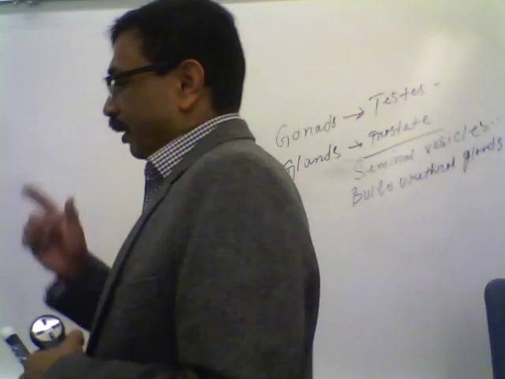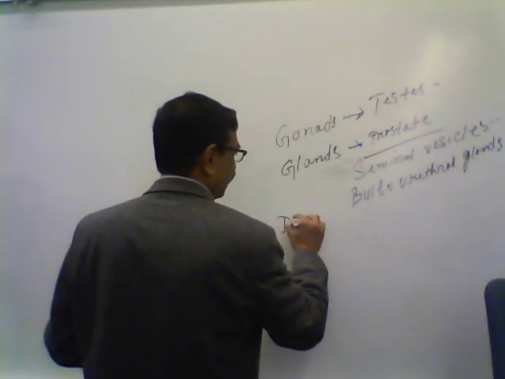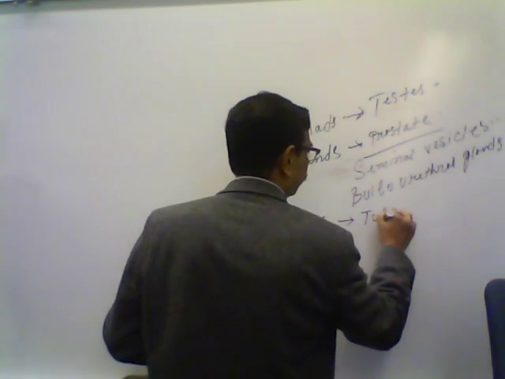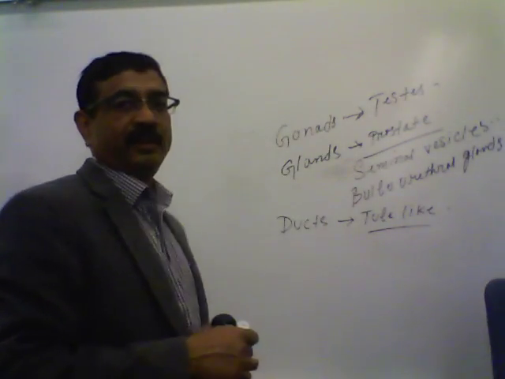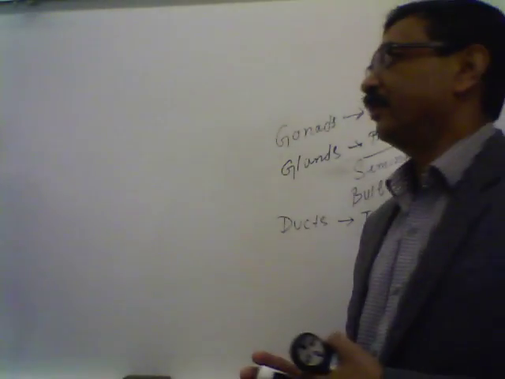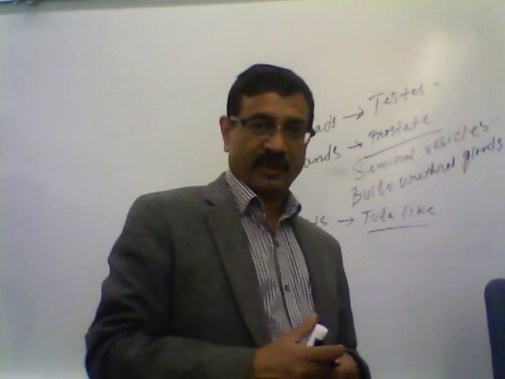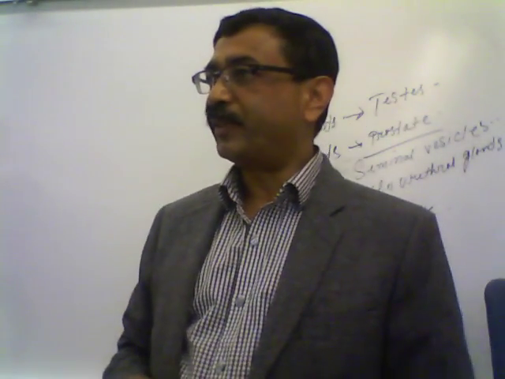And also, we have ducts. Ducts are tubes, tube-like structures. Okay? Tube-like structures. And the duct in male reproductive system is called ductus deferens. You see here in the picture, ductus deferens. So those are the parts of a male reproductive system.